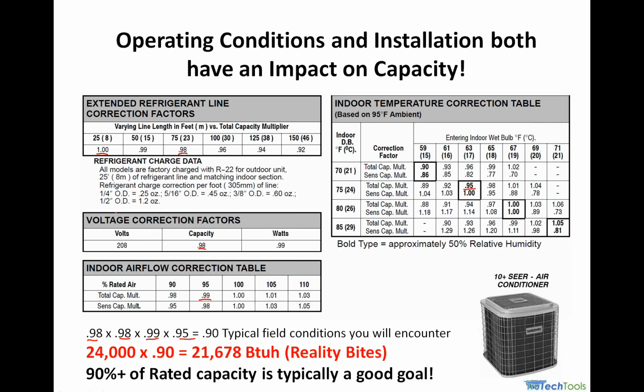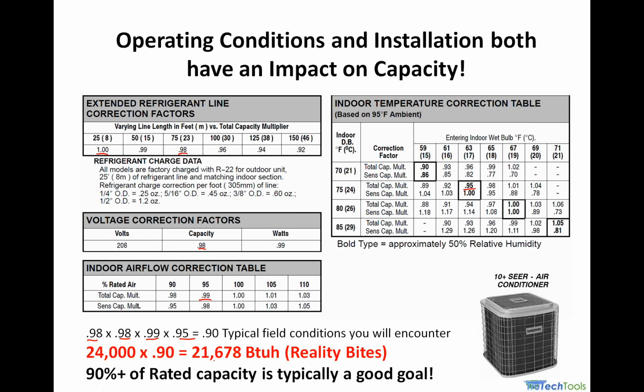Right now you may have a 25-foot line set and it's multiplied times 1. Now it doesn't come into effect. You may have 240 voltage. Now the voltage doesn't come into effect. You may just be multiplying by 0.99 because we have low airflow, times these conditions here. But what you've got to see here is it's very, very typical. If we took 24,000 BTUs to end up with 21,678 BTUs of output, and reality sometimes bites, right? Because you're hoping you're going to get the full 24,000 BTUs of cooling, but there are associated losses.